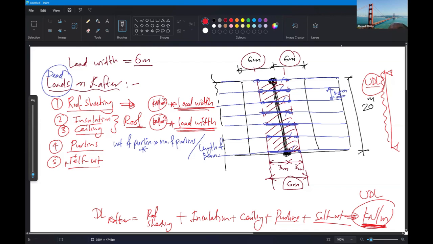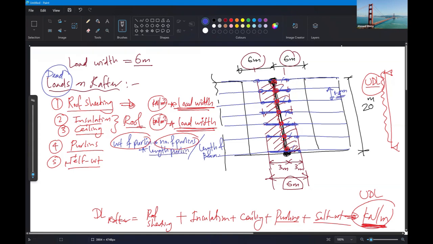So what we need to do is concentrate the load from the purlins to be like a point load on the rafter, and then redistribute them again along the length. So what we will find is the weight of one beam, the first one, times the number of beams, so we find all of them, times the load width, or 6 meter. Sorry, let's write it as the length of purlin.